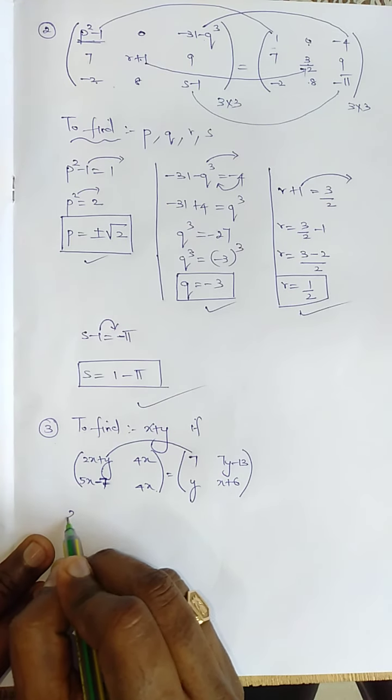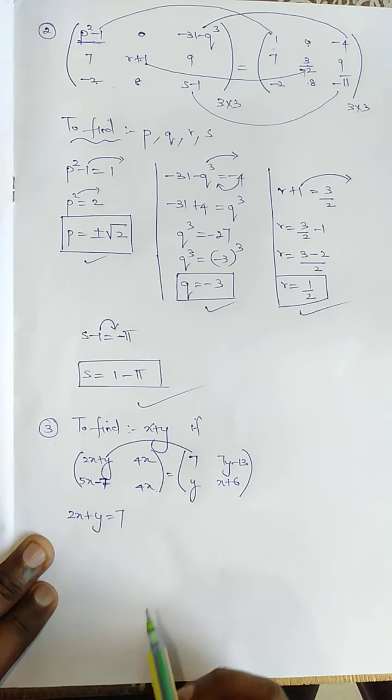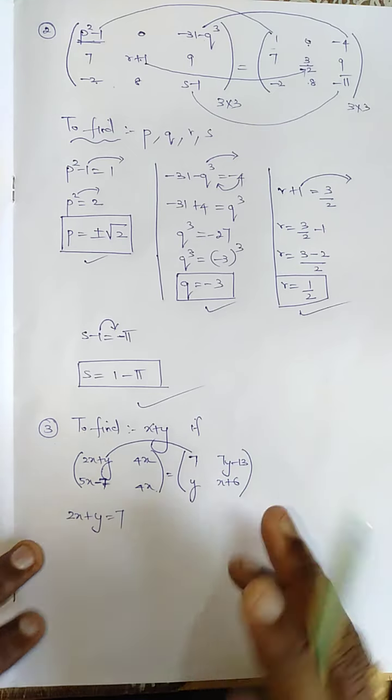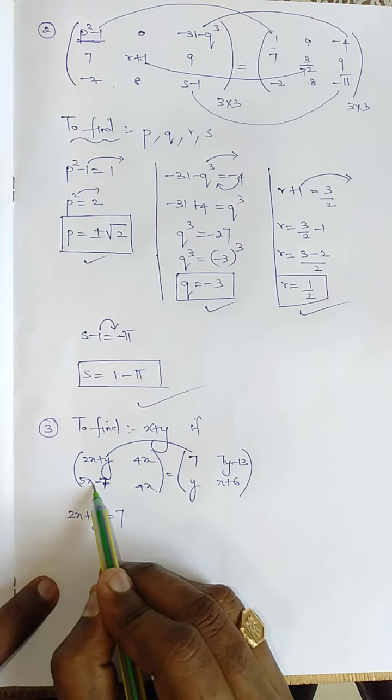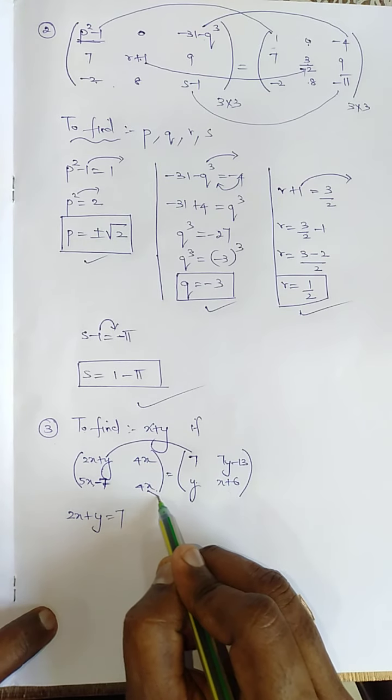2x plus y is equal to 7. This is the first entry. Next, I can write 4x is equal to 7y minus 13. I am not going to take this value. 5x minus 7 is equal to y. I am not going to take this value also. But I am going to choose this value.